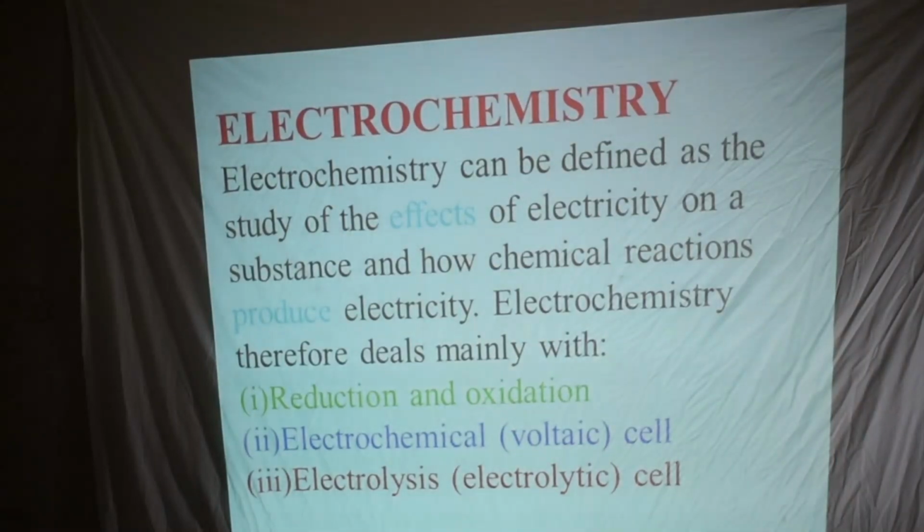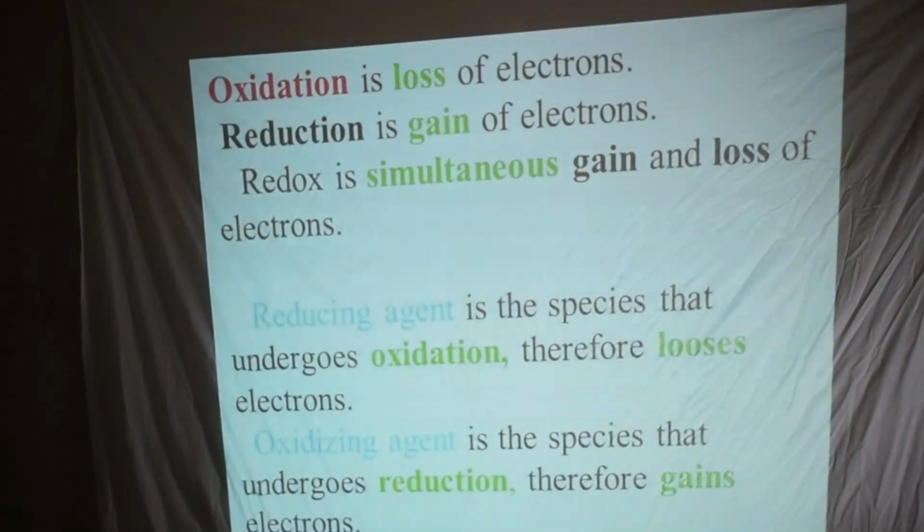Now, maybe we can start looking at the first part of it. Let's begin by defining these terms, so that we become familiar. We have oxidation and we have reduction. These terms are not new terms to you, as you have come through Form 1, Form 2, Form 3, and Form 4. I hope you met oxidation and reduction in Form 1.